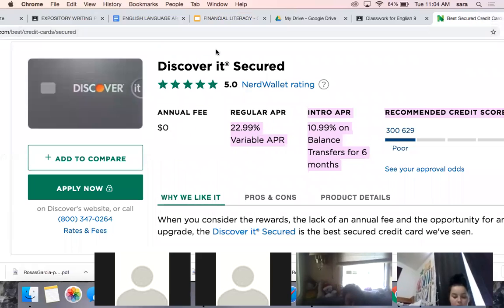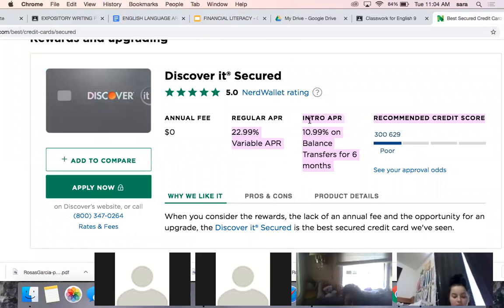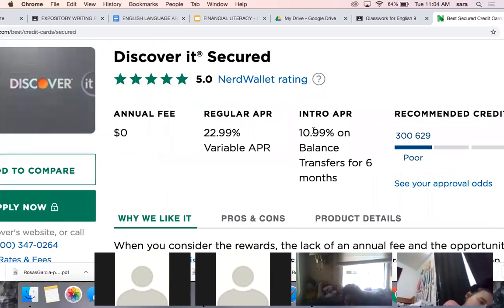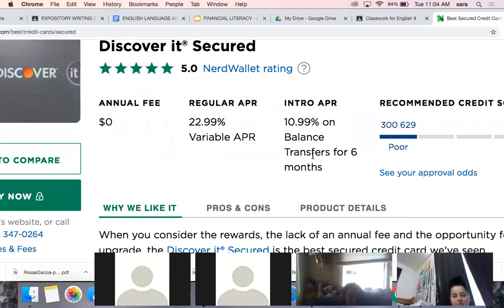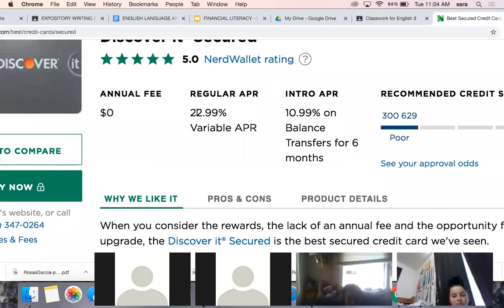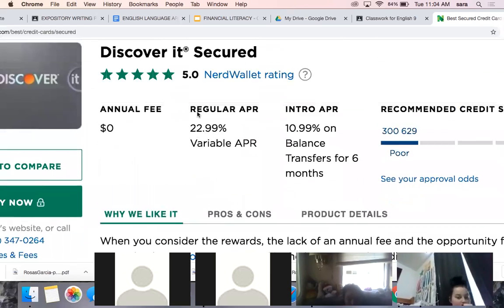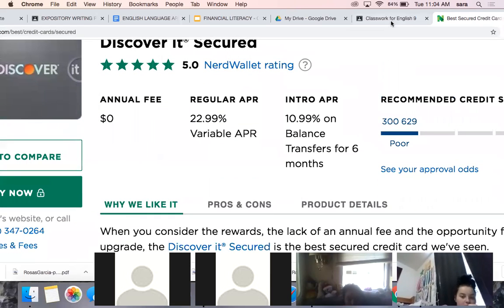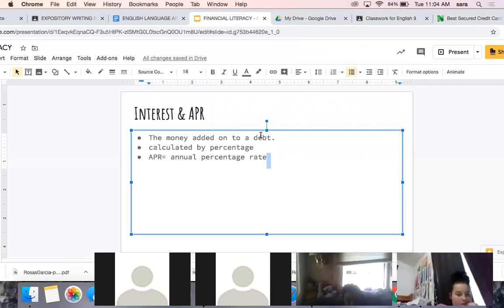Now, let me go back to that. This Discover card has an introductory APR. That means they only charge you 11% on the balance. But look at what it says. It's kind of tricky, right? After 6 months of having the card, you'll go to 23%. That's a high APR. So what does that mean? Let's look at 23%.